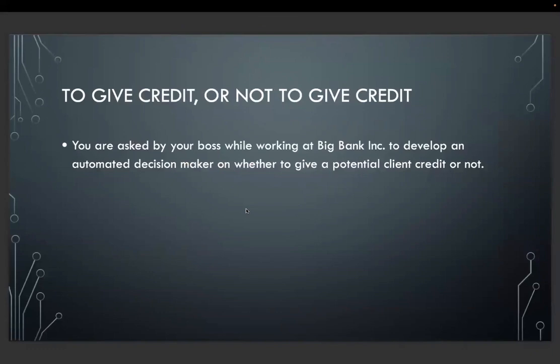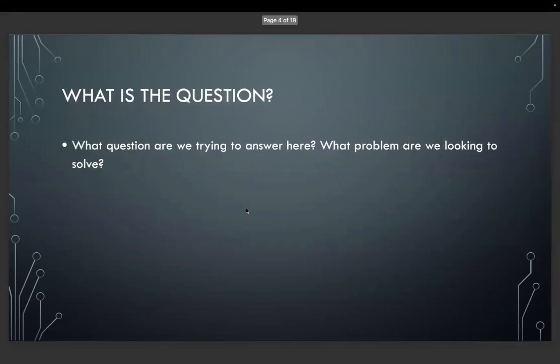Now a use case. Imagine you are asked by your boss while working at a big bank, right, to develop an automated decision maker on whether to give a potential client credit or not. So you work at a bank, and then at your organization or your bank, you've been asked to build a model that will be able to determine if a client that is willing to take credit should be given the credit or not. Now, how do you think you go about it? Okay, so you think through that. How do you think you go about such a problem?